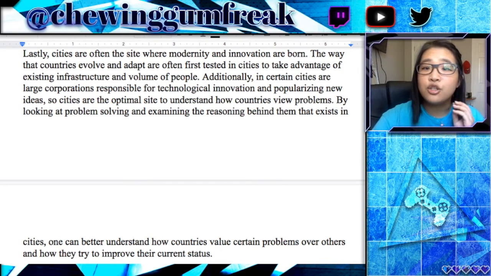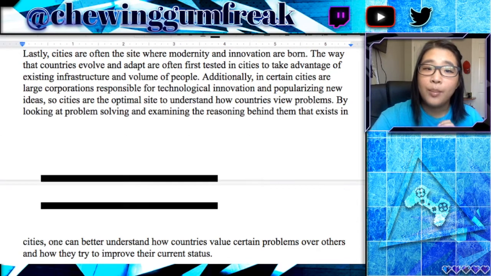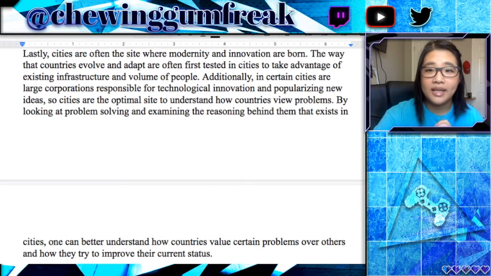Other than that, it's not as weak as some paragraphs, particularly because there is a clear logical flow. You can see exactly what I'm talking about, from why cities are the center of innovation and new ideas, and why that's important for understanding a country as a whole. So with that, let's look at the last paragraph.